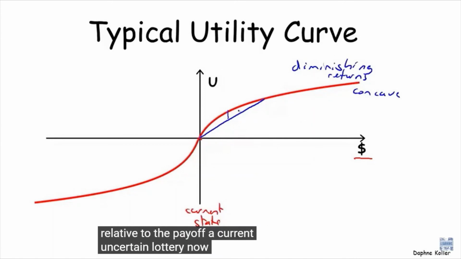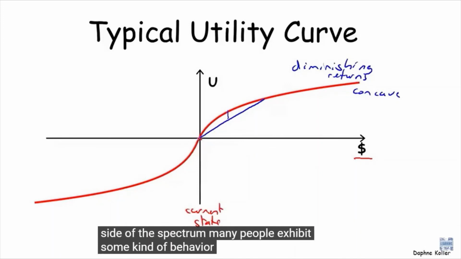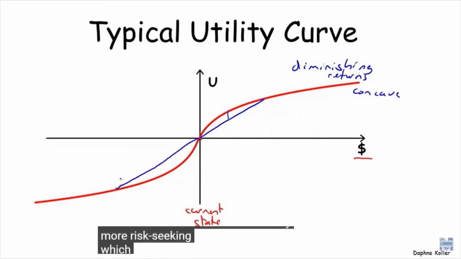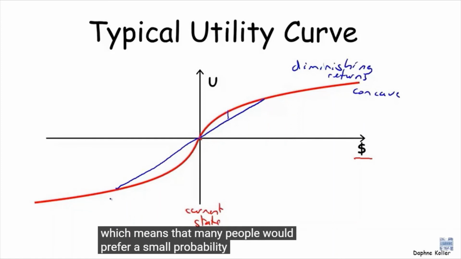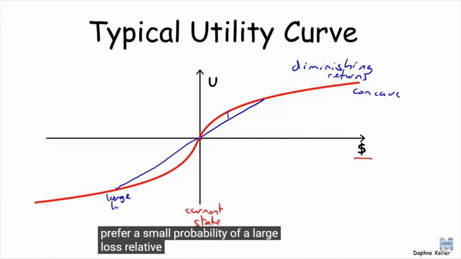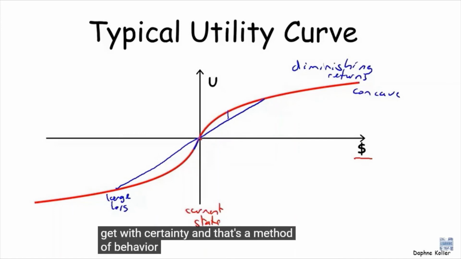Now, on the negative side of the spectrum, many people exhibit some kind of behavior that is actually more risk-seeking, which means that many people would prefer a small probability of a large loss relative to a small loss that you get with certainty. And that's a behavior that one often sees.